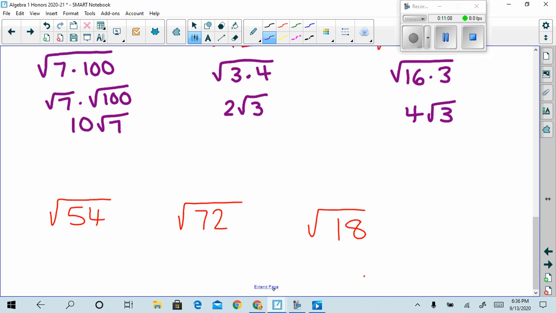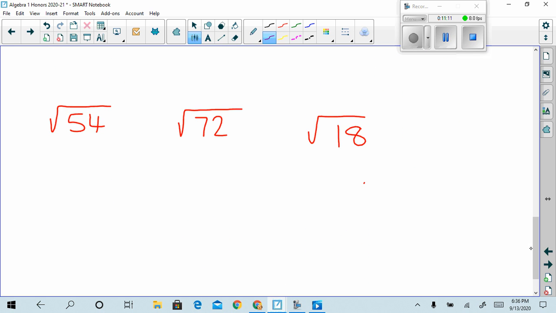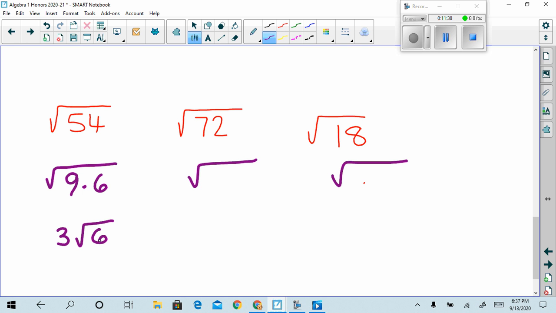See if you can try these next couple after seeing my few examples. Try to break them down into factors, and hopefully you can find one that is a perfect square. In this first one, I'm going to choose 9 times 6. Yes, it's 2 times 27, but that's not going to help me with this process. I'm going to get 3 square root of 6. The perfect square gets simplified and becomes a whole number on the outside. What remains on the inside, the radicand, stays inside.